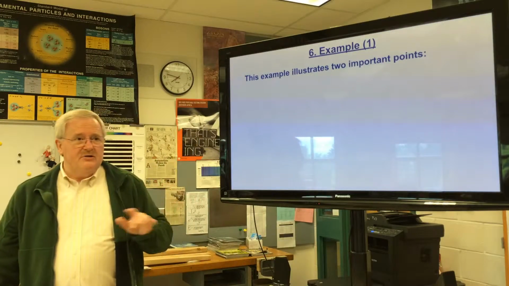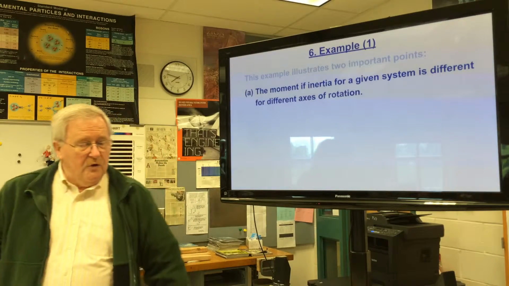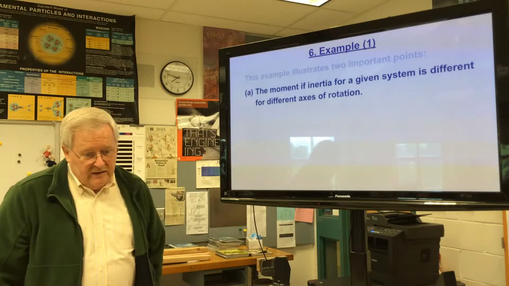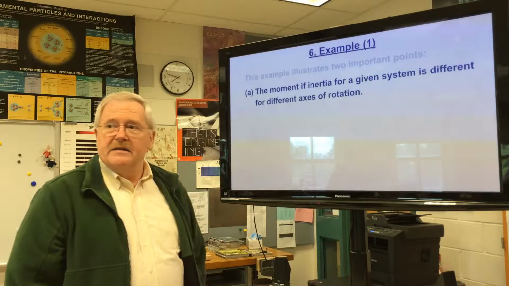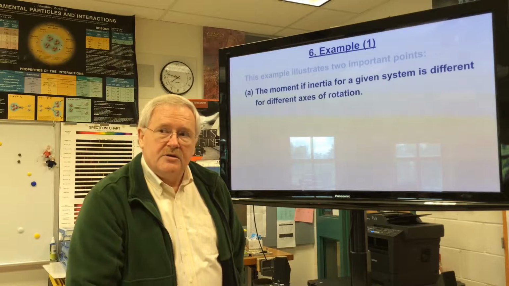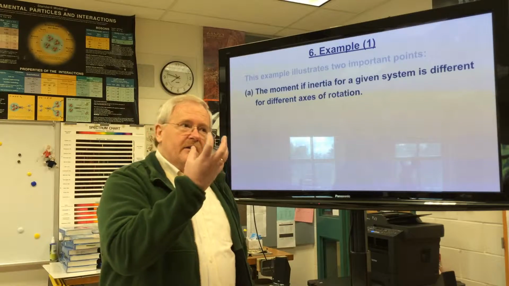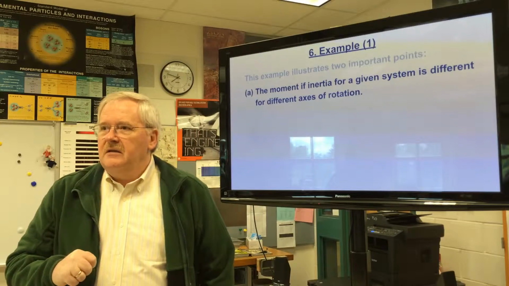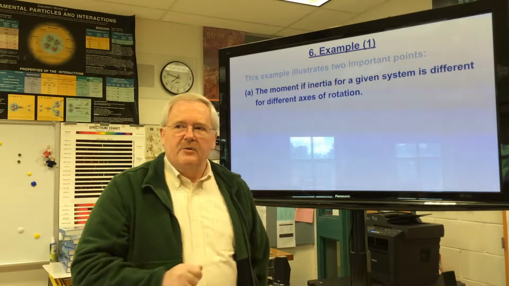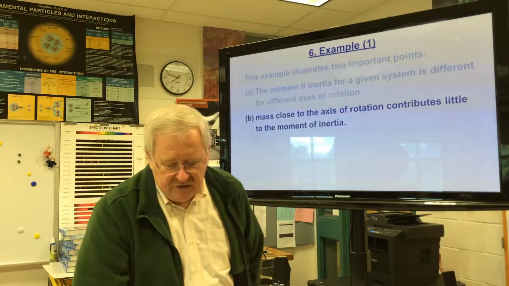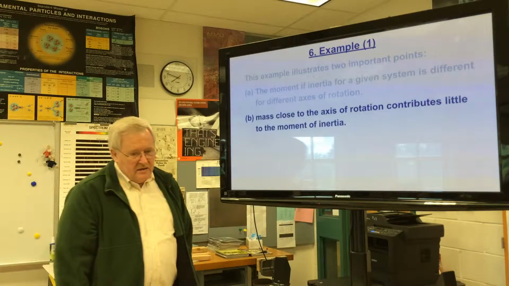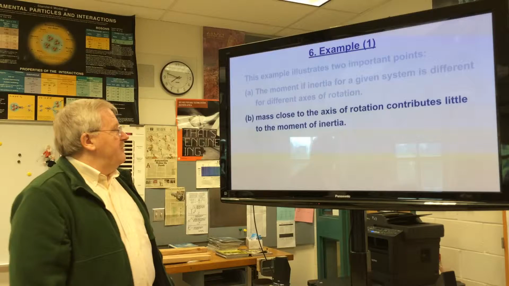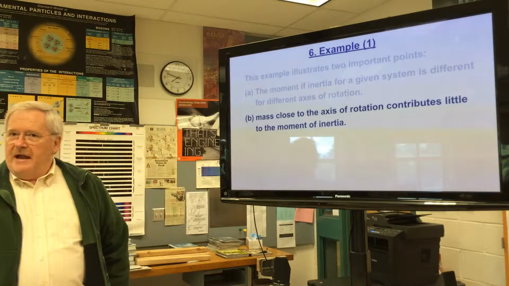So the example illustrates two important points. First one, the moment of inertia, that should be of, not if, for a given system is different for different axes of rotation. So it's not just a simple matter of looking at the shape of the object and saying, aha, that's a cylinder, I know what the moment of inertia for that is, and plugging it in. You've got to also take into account where the axis of rotation is. And the mass close to the axis of rotation contributes much, much less to the moment of inertia than mass which is further away.